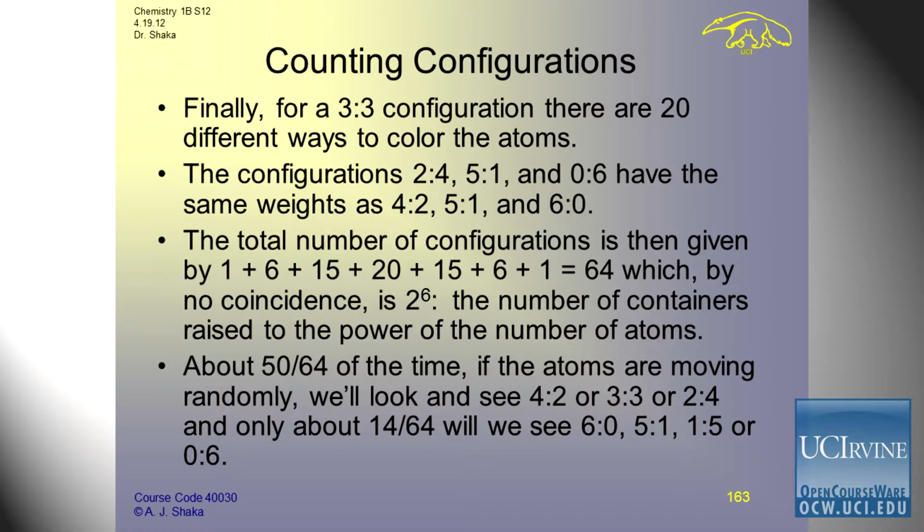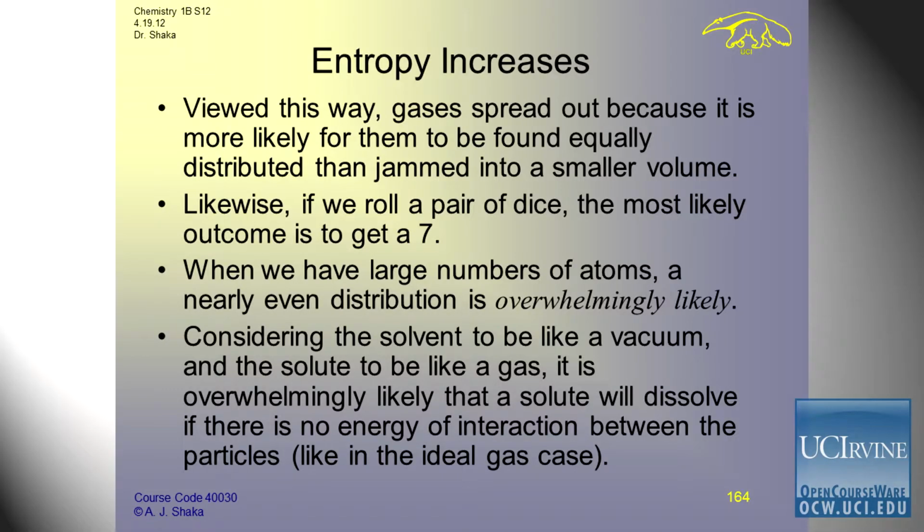Since the number of possibilities increases exponentially, the chance of me having most of a gas on one side and little gas on the other, that becomes completely insignificant, and we don't even consider the possibility. So they spread out because it's more likely for them to be found equally. If I take 1,000,000 atoms, the chances of me seeing 500,000 on one and 500,000 on the other, that's incredibly high. Of course, give or take a couple atoms. Who's counting, right?